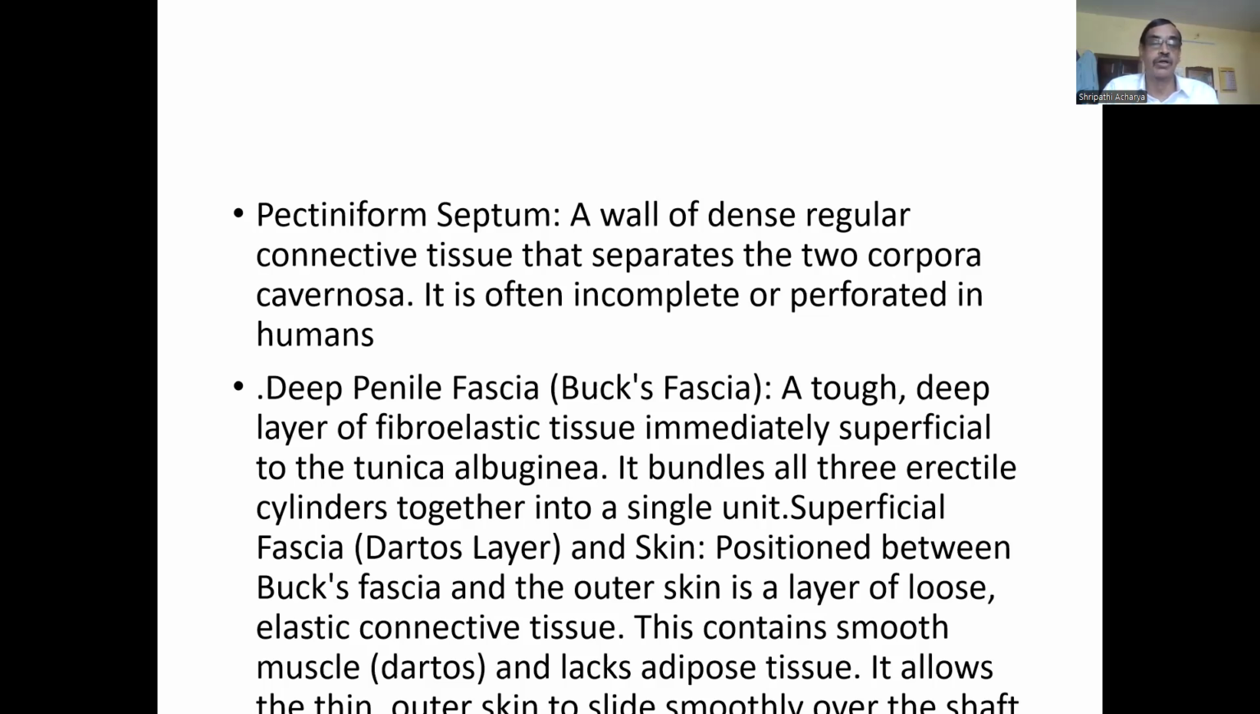Superficial fascia, dartos layer, and skin. Positioned between Buck's fascia and the outer skin is a layer of loose elastic connective tissue. It contains smooth muscle, dartos, and lax adipose tissue. It allows the thin outer skin to slide smoothly over the shaft.